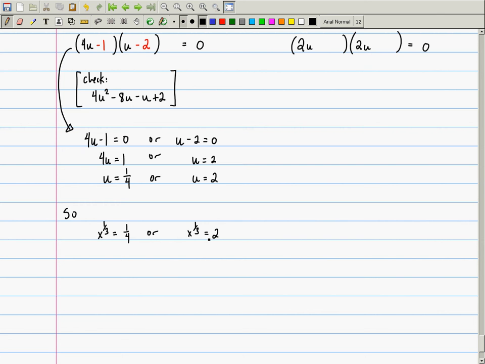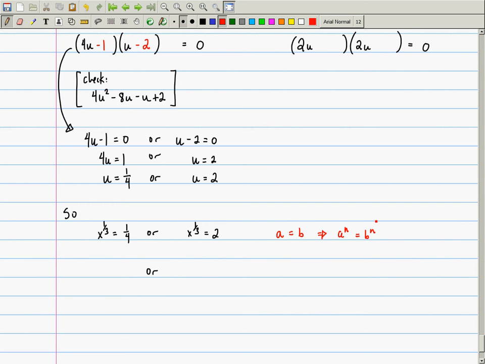Now what? How do we solve for X? What we're going to do is use this thing that we said at the beginning: if A is equal to B, that means that A to the N is B to the N.